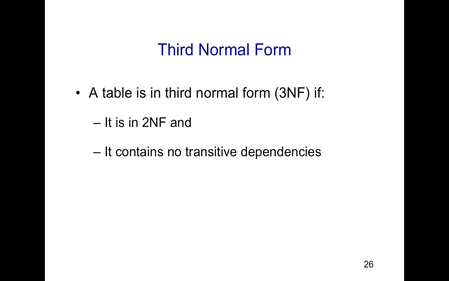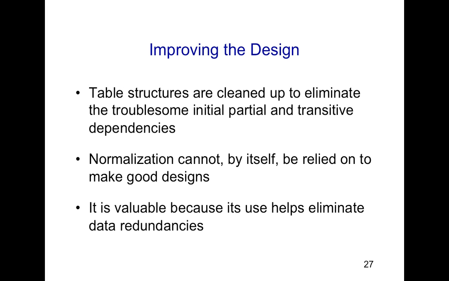So third normal form: you're in third normal form if you're in second normal form and it contains no transitive dependencies. You don't have any transitive dependencies in there. You can improve the design, believe it or not, past third normal form as well. So the table structures are cleaned up by eliminating the troublesome initial partials and transitive dependencies.